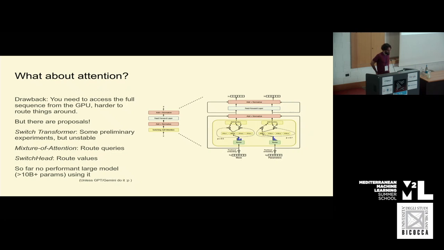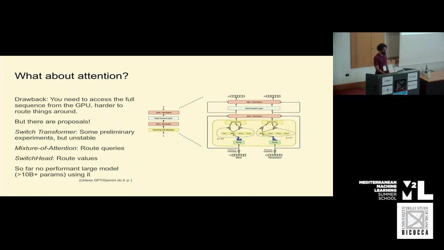And there are proposals, right? I just listed three here, but there are a few more in the literature. Switch Transformer, which is a successor to the G-Shard paper, has some preliminary studies, but they say that it's good, but too unstable, so they didn't put more effort into it. There is also the mixture of attention paper and the Switch Head paper that have different strategies for how you route. The idea is that you need to decide whether you route the keys, the values, and the queries separately, right? And in some cases, you also tie the values and the keys to make it more performant. So yeah, there's some room for development here.